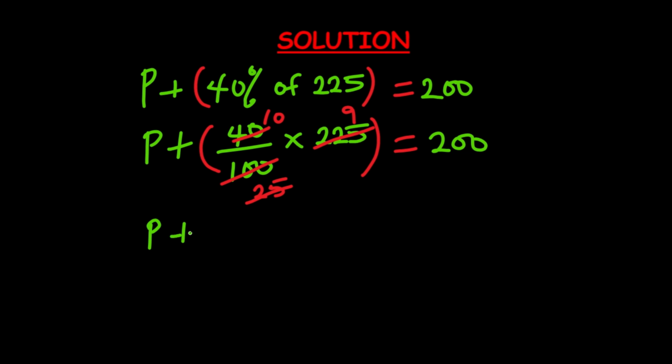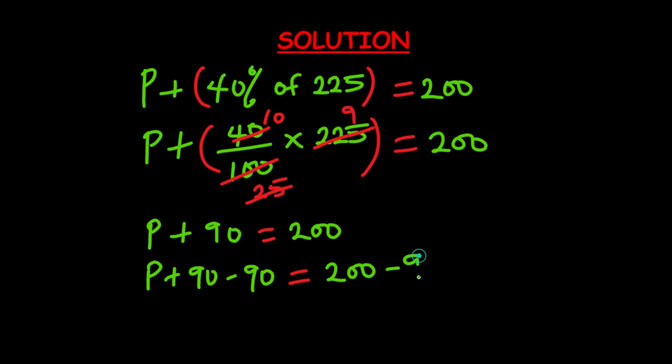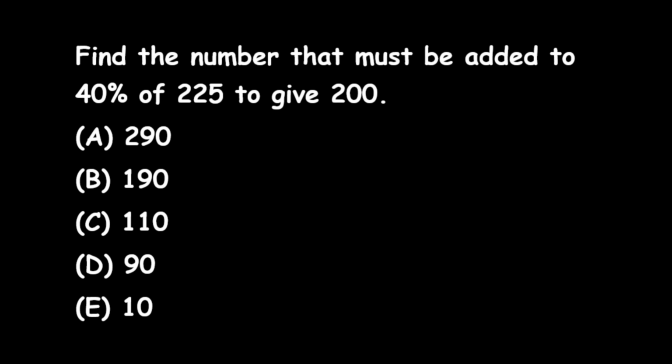Then, P plus 90 is equal to 200, subtract 90 from both sides. P plus 90 minus 90 is equal to 200 minus 90 is equal to 110. Therefore the number that must be added to 40% of 225 to give 200 is 110. The correct answer is C.